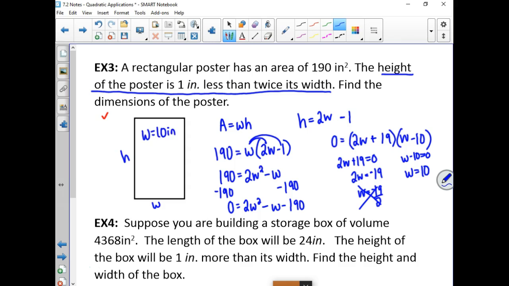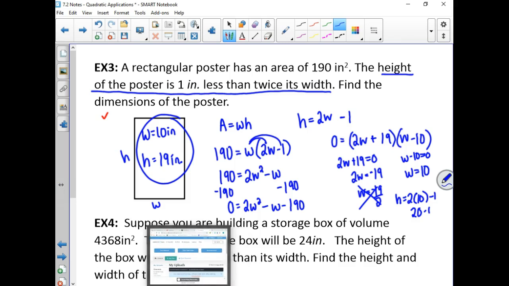I also need to find the height of the poster. So I would say that the height is 2 times 10 minus 1. 2 times 10 is 20, minus 1, I'm going to get a height of 19 inches. So there are my answers for example 3.